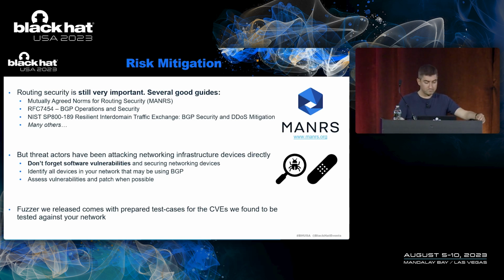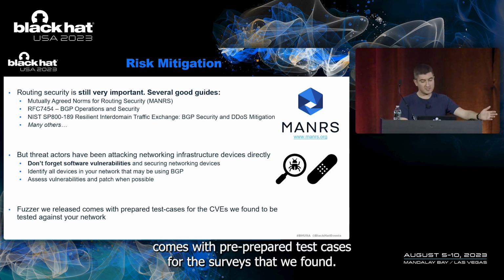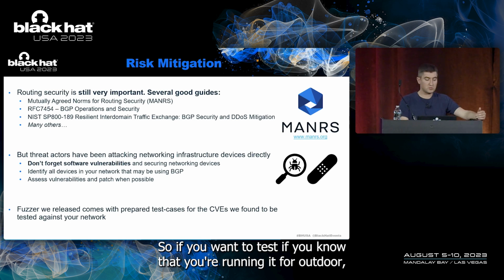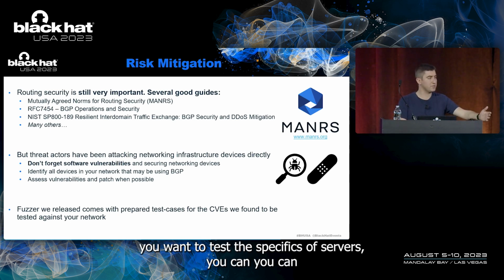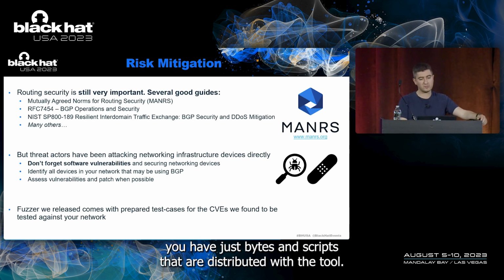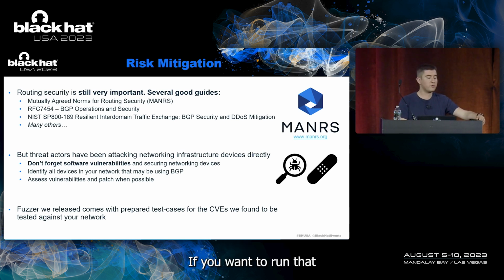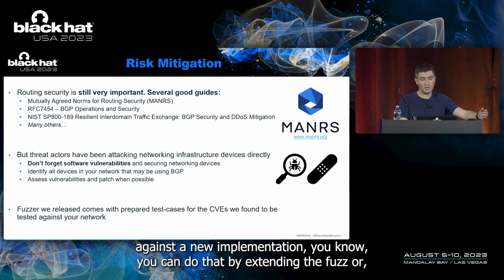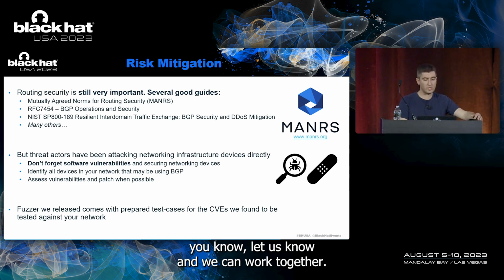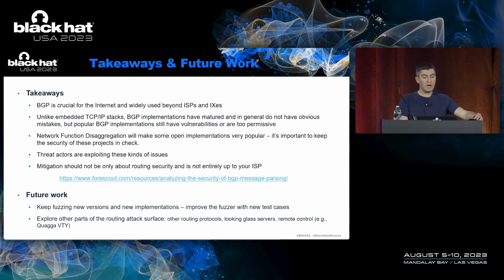And the fuzzer that we released comes with pre-prepared test cases for the CVEs that we found. So if you know that you're running FRRouting and you want to test those specific CVEs, you have Python scripts that are distributed with the tool. If you want to run that against a new implementation, you can do that by extending the fuzzer, or let us know and we can work together.